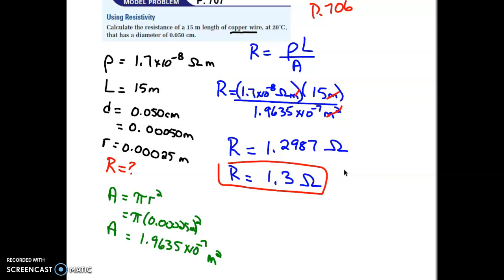Then we're going to move it into that formula that we looked at earlier. Resistance equals resistivity times length divided by area. So you just plug it all in, and all our units cancel to give us ohms, and that's what resistance is measured in. So 1.3 ohms is our answer.